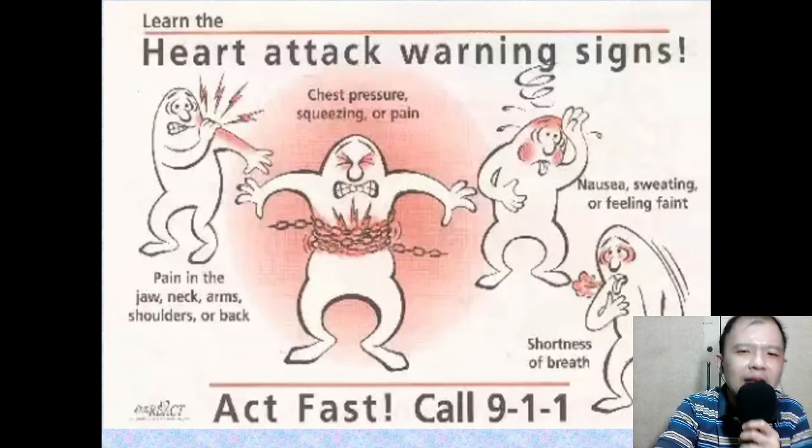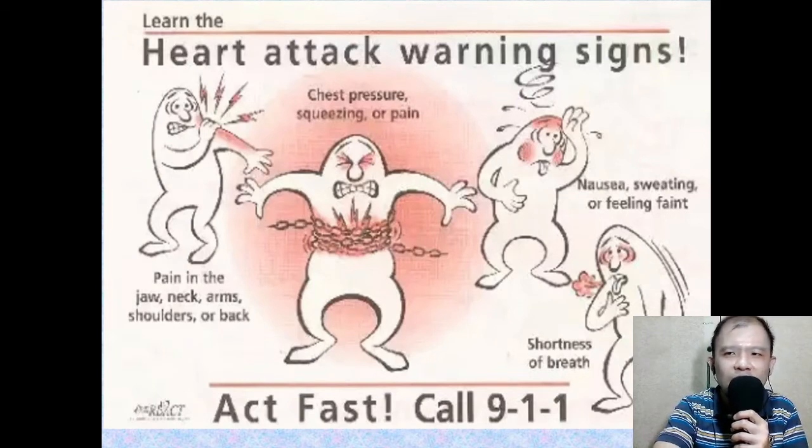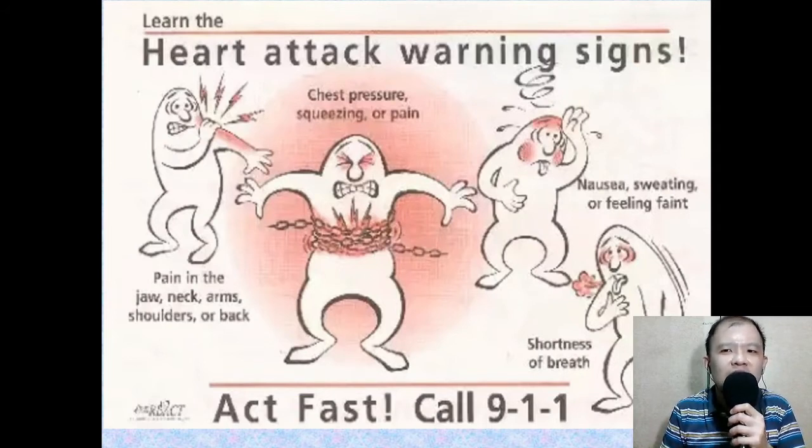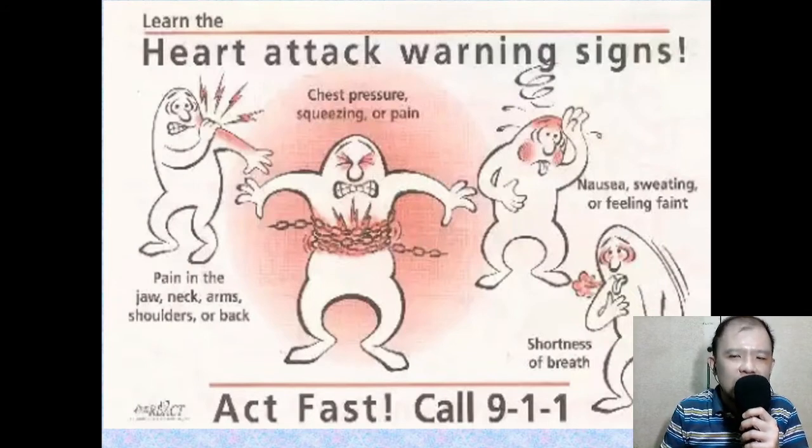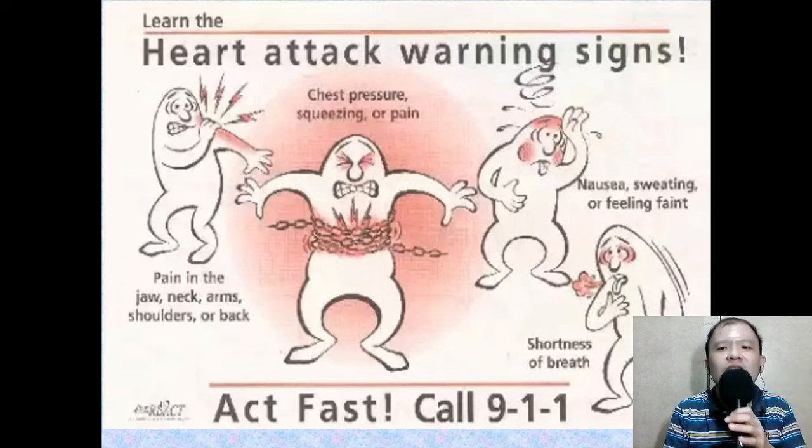How do you characterize the pain of myocardial infarction? The pain is crushing. It's like you have an elephant sitting on your chest, crushing, heavy, in the epigastrium or substernum, radiating to the left arm, particularly to the left jaw, and radiating to the left arm, particularly to your small left finger.